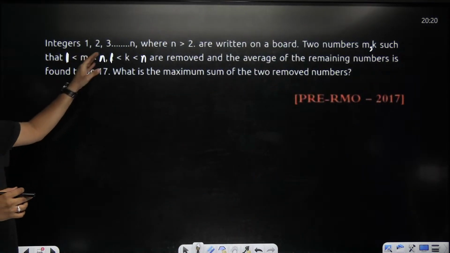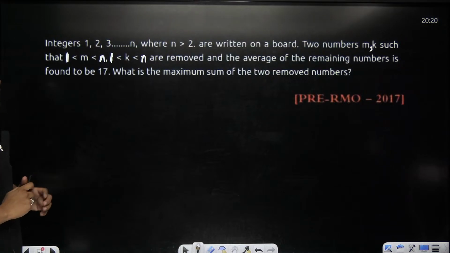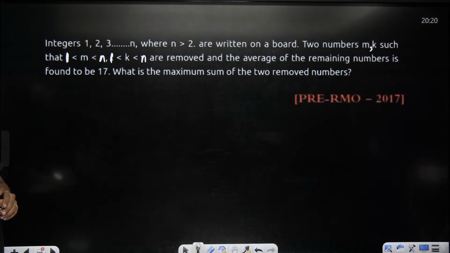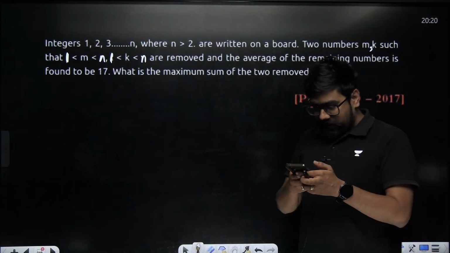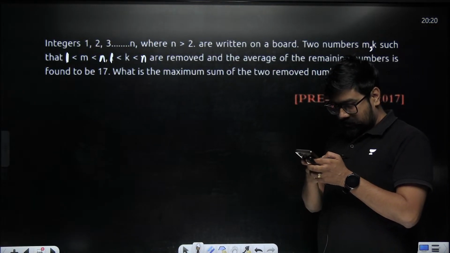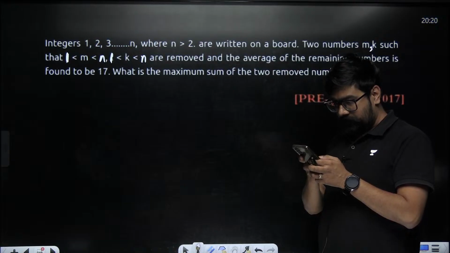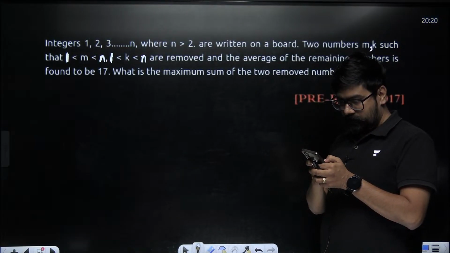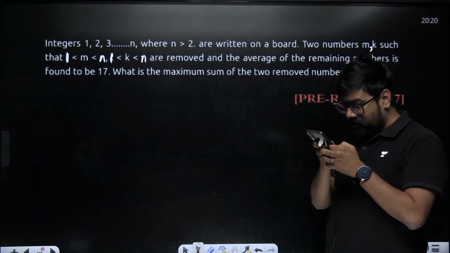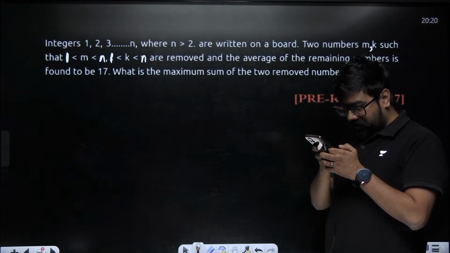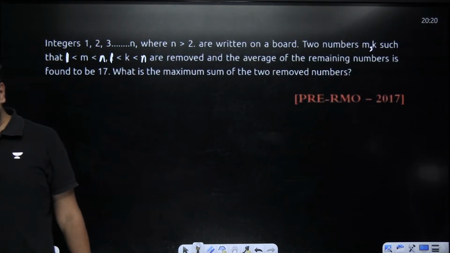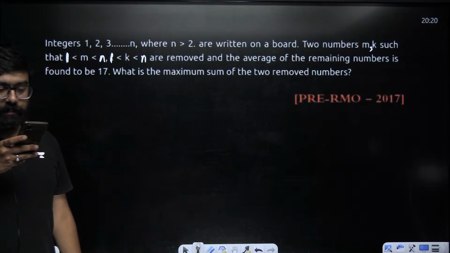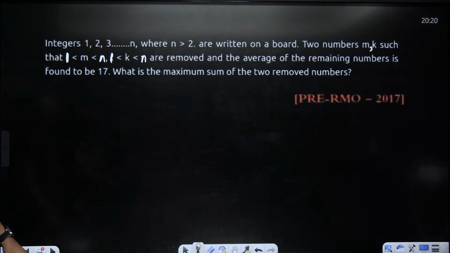Integers 1, 2, 3 till n, where n is greater than 2, are written on the board. There is something fishy in this question. Let me check this question once again. Just a minute. Yes, 1, 2, 3 till n, where n is greater than 2, are written on the board. Two numbers m, k are removed, and the average of the remaining numbers is found to be 17. Okay, the question is correct.